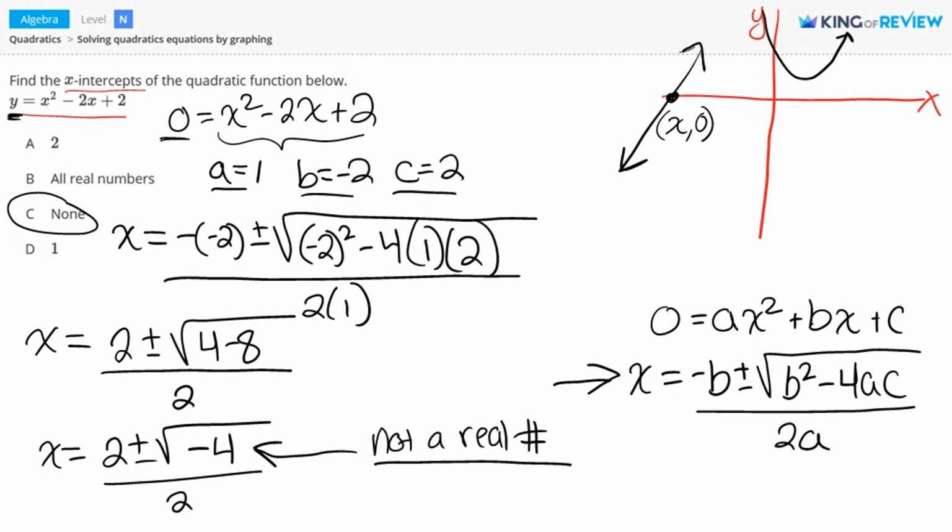So we have our parabola here, and you can see here it never touches the x-axis. Therefore, it does not have an x-intercept. And that's why we got this answer here when we applied our equation to the quadratic equation. So not a real number. So there are no x-intercepts for this parabola. Letter C is correct.